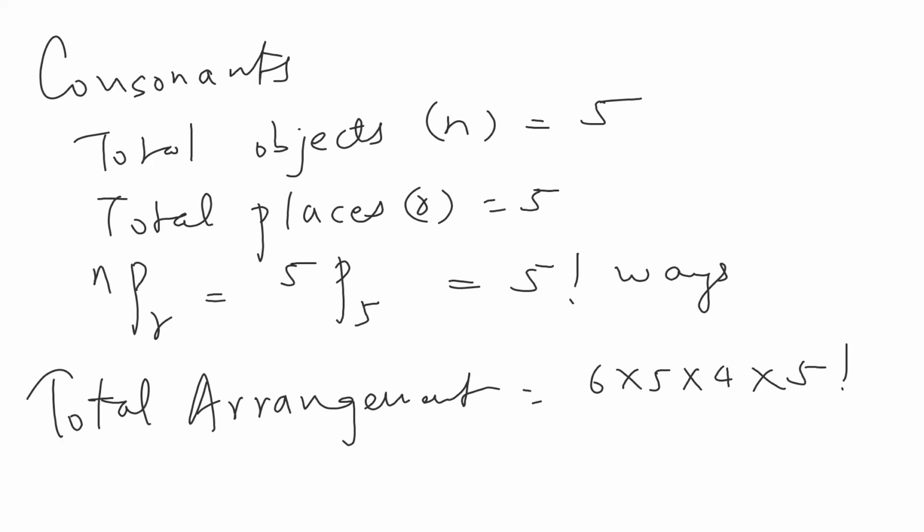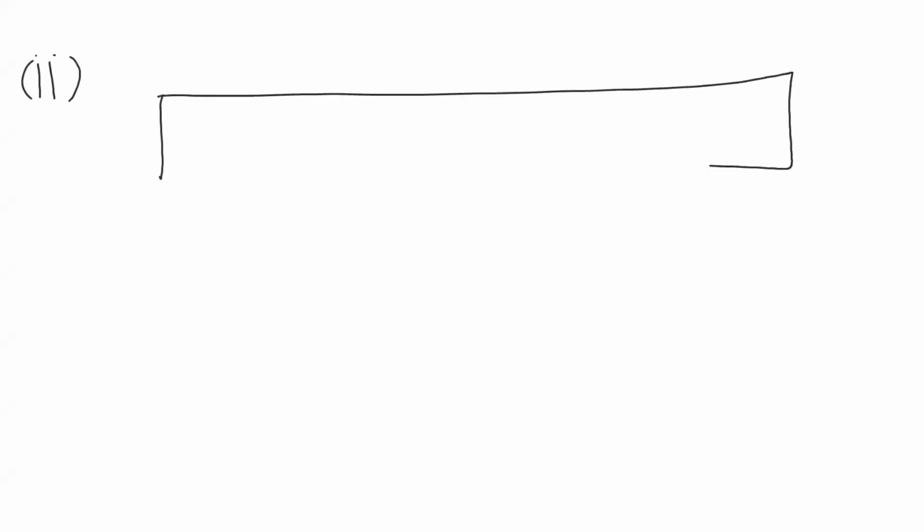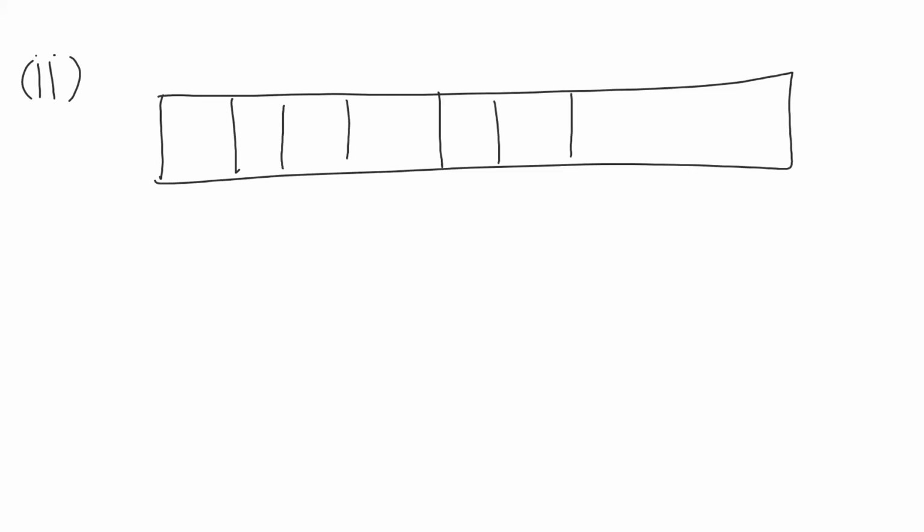Okay. Second sub question. The vowels will or may occupy the odd places. So see, I'm just making a total of 8 boxes because there are 8 letters in the word melon curve.